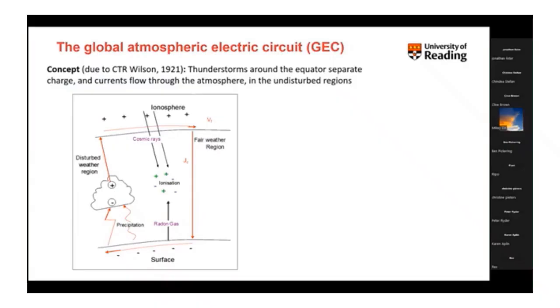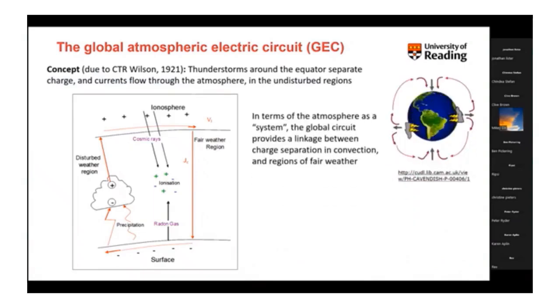So the global circuit is a hypothetical concept which describes current flow around the planet, basically. Okay, so this was suggested by the Scottish physicist C.T.R. Wilson in the 1920s. So this is the same C.T.R. Wilson who invented the cloud chamber, but he also worked in atmospheric electricity. And in this circuit, we have Earth's surface and the ionosphere, which is a layer in the atmosphere about 60 kilometers up. And these are highly conducting regions.